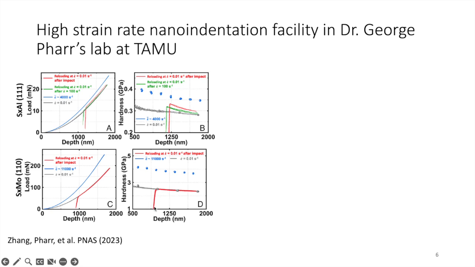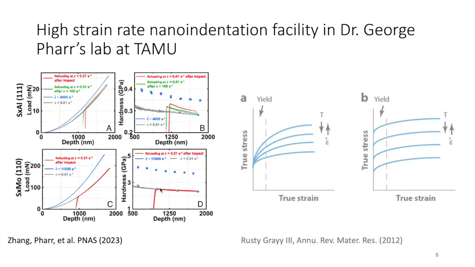In contrast, for the dynamically indented moly, which is BCC, after the impact, although the hardness during impact is very high, when you do another indentation in the deformed volume, the hardness remains the same as the low strain rate deformed indents. That tells us that the increase in hardness was a result of the pyrostress.